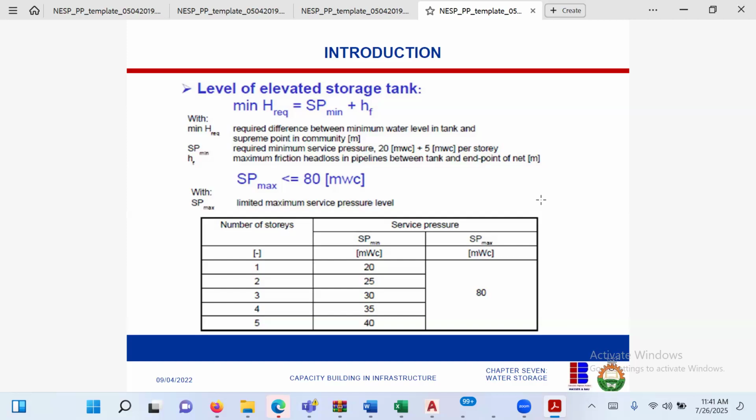Remember, I said the maximum should be what? 8. So the minimum should be 2. On a standard scale, you can have 1, you can have 0.5. It's okay. It simply means your water will not run at the required pressure.